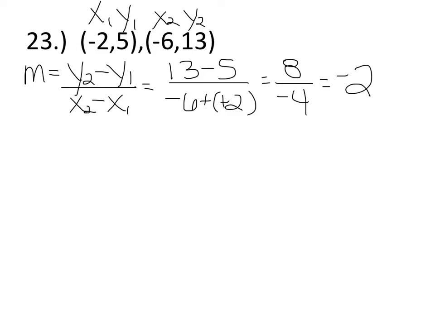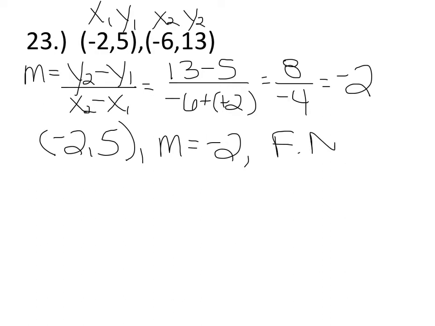Now, neither of these points have a 0. And you have a negative and a positive and a negative and a positive. So it doesn't matter which one you choose. I'm going to choose negative 2, 5 because it just has smaller numbers to make my life easier. And the slope is negative 2. We just figured that out. And they want it in function notation, which I know is f of x is equal to mx plus b. Okay? I'm going to label x1, y1.